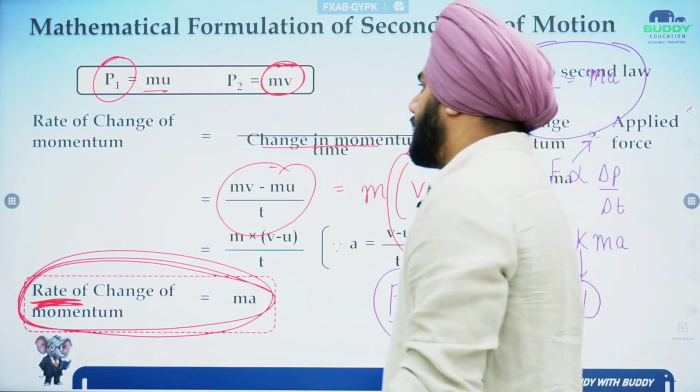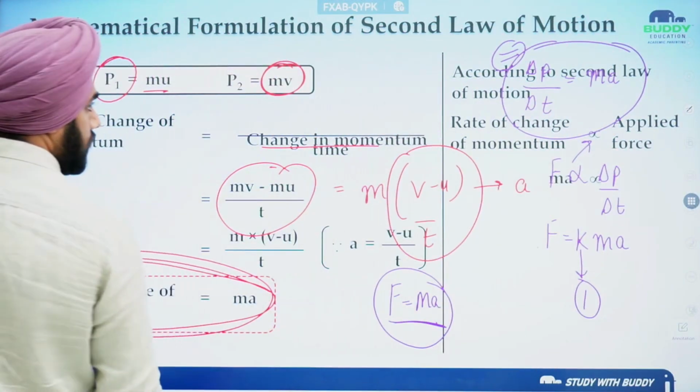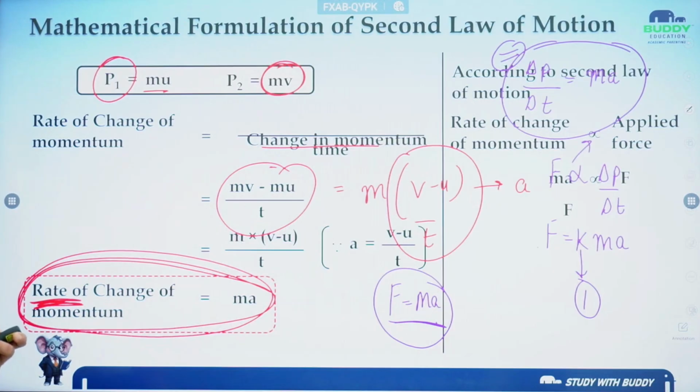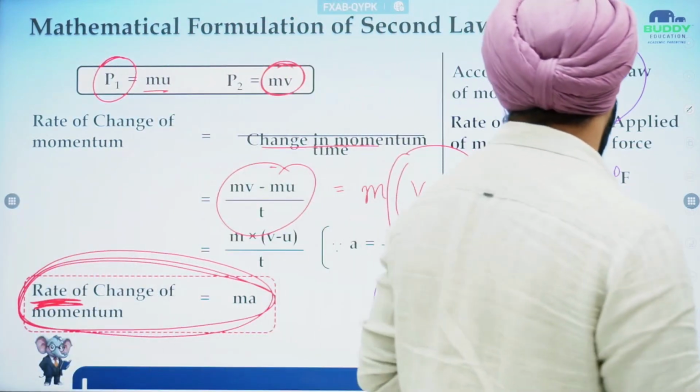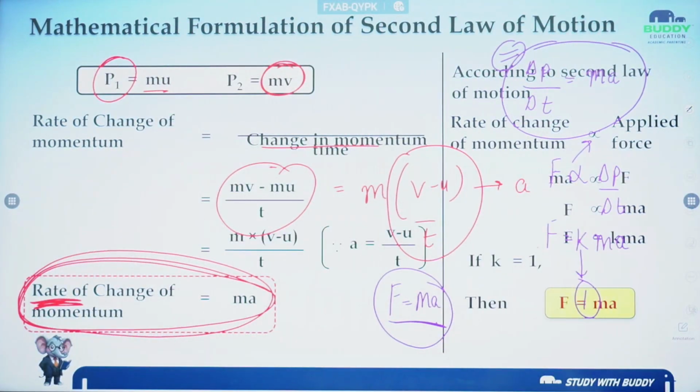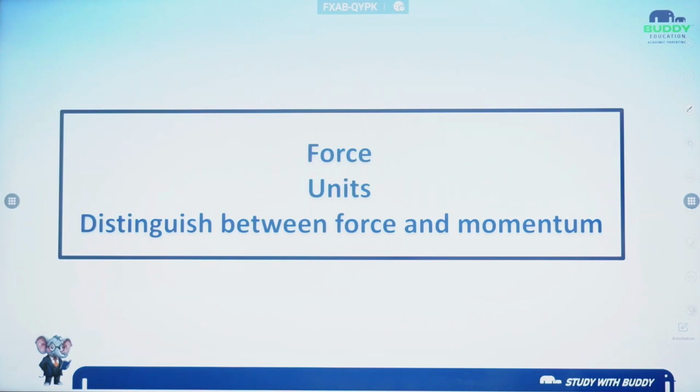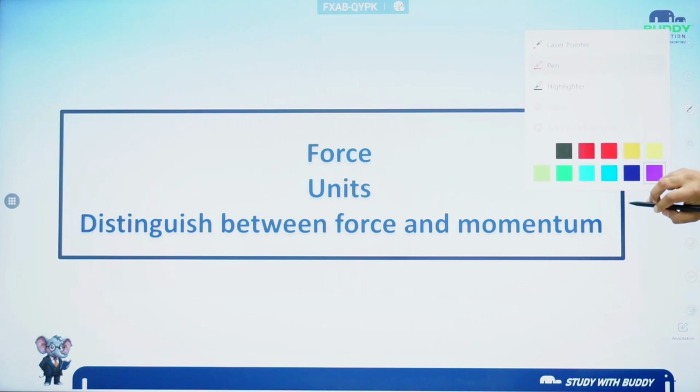Let's come to the next part. So rate of change of momentum is directly proportional to the applied force. This is what we have already discussed, right? F is equal to kma. If k is equal to 1, then F is equal to ma. Okay. Force, unit of force, distinguish between force and momentum.